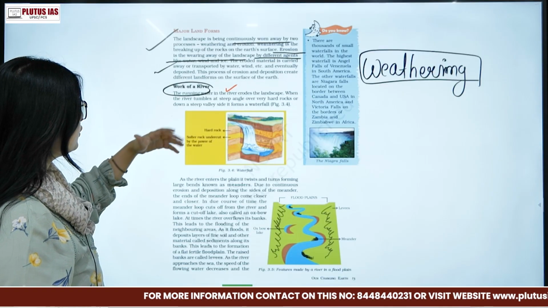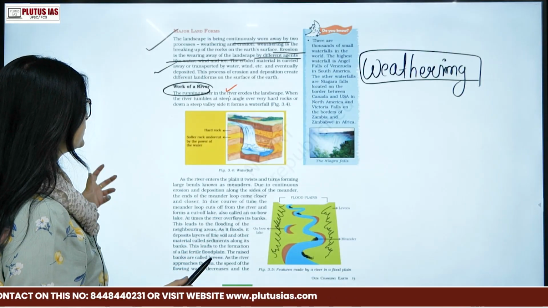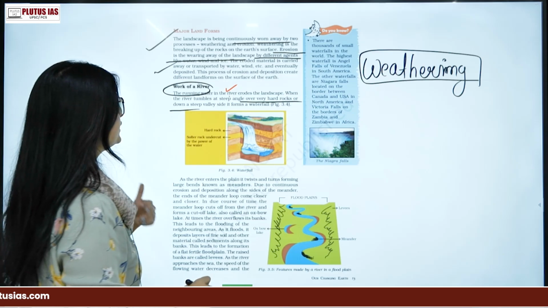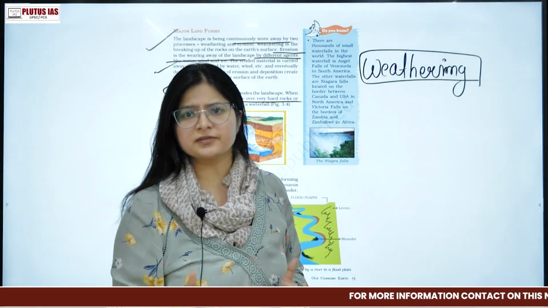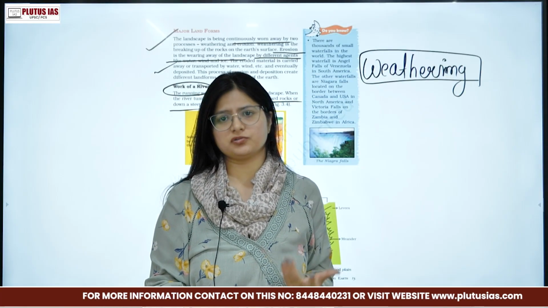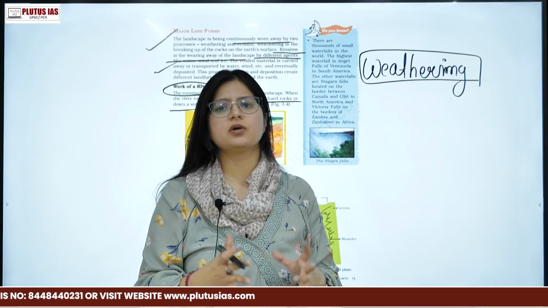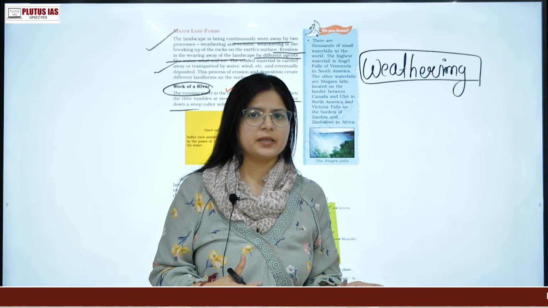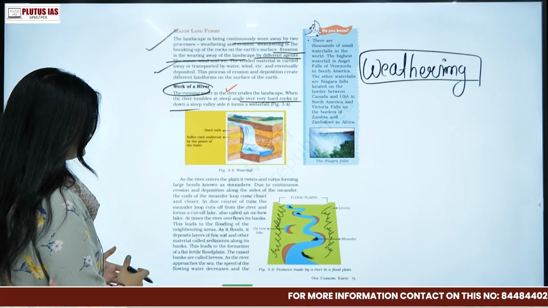Now what is the work of a river? Running water in the river erodes the landscape. When the river tumbles at speed over a very hard rock down a steep valley, it forms a waterfall. Not only that, in the later part of the syllabus you will also study that rivers form gorges. Rivers have the power to form deep valleys which we call gorges, and gorges are found in a V-shaped form in the Himalayan region. That is the power of a river, that it can create a kind of valley.